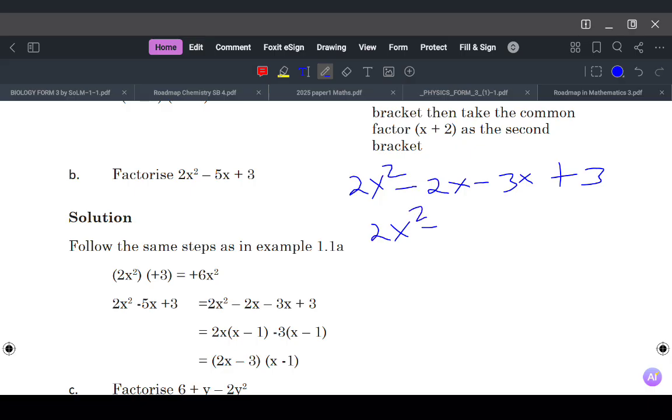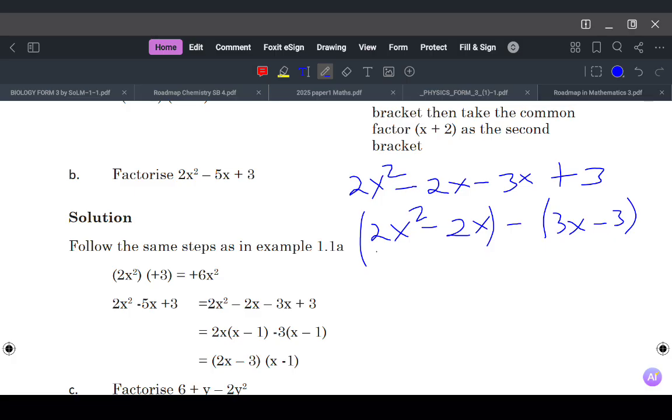Don't forget a square there, 2x. These will form one pair of brackets. Then minus 3x and minus 3. All right, so you look for factors that are the same.